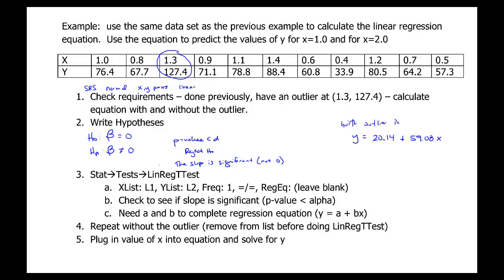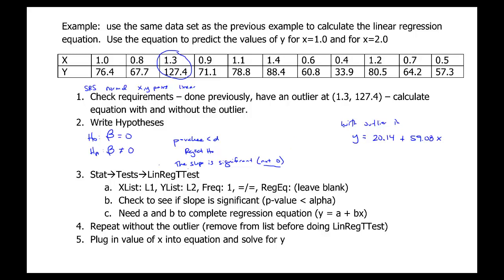So for a conclusion, we can also say here, just like for correlation, we're going to reject the null hypothesis, and we can just say the slope is significant or the slope is not 0. Okay, so that means there is a linear relationship, and in this case it's positive.